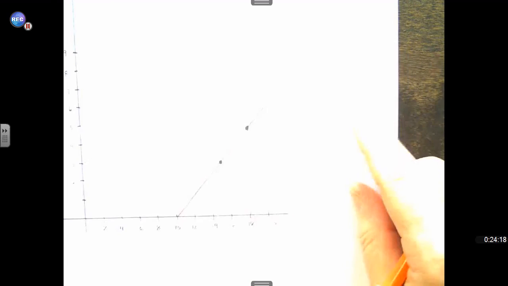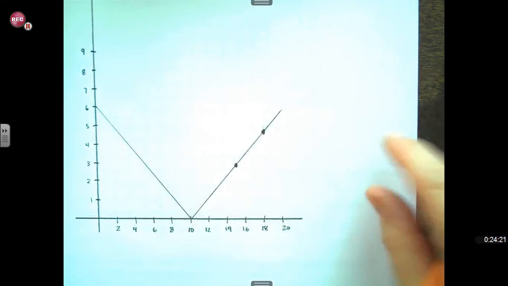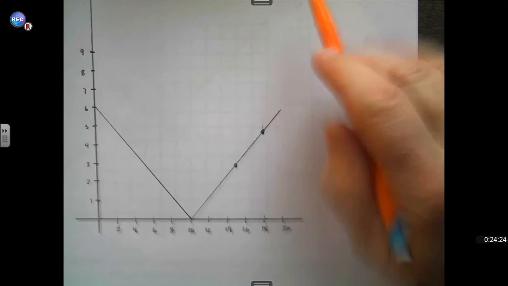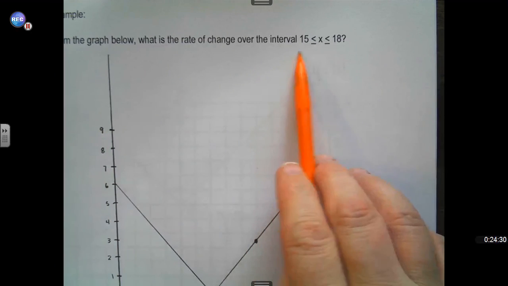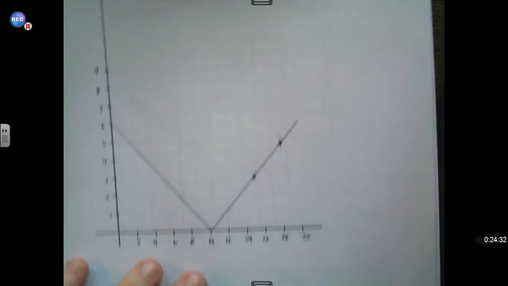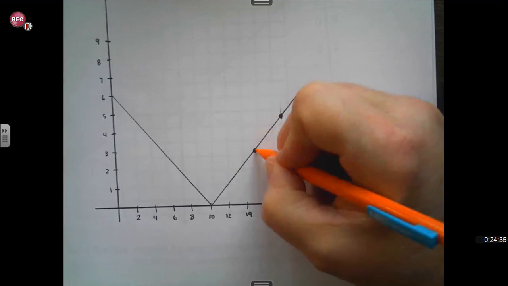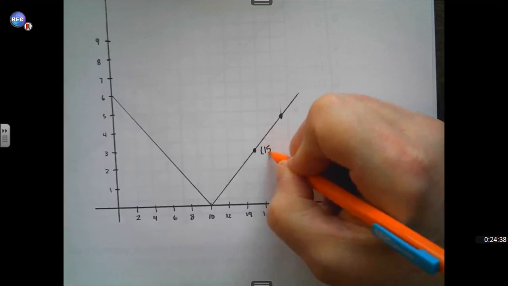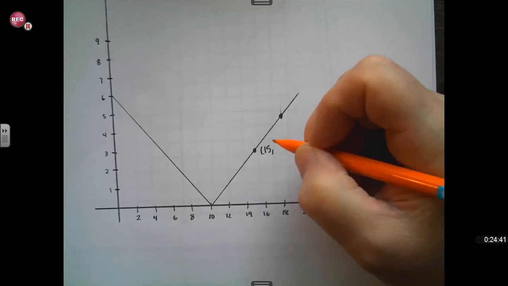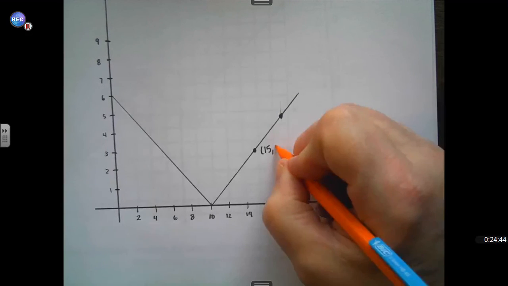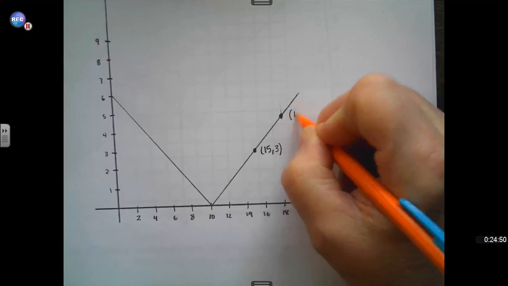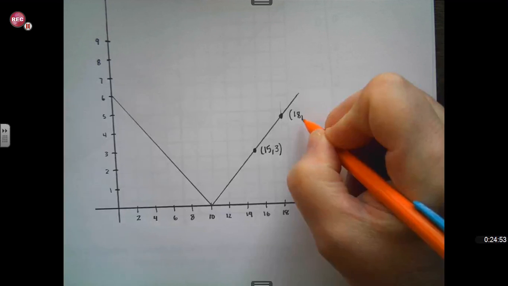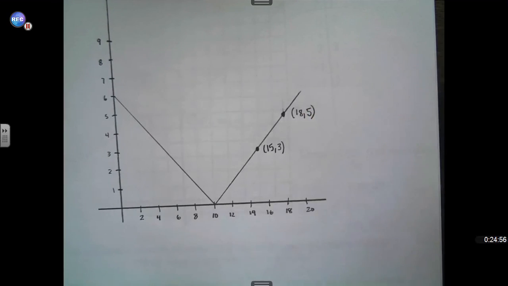So my last example here: how do we find the rate of change over the interval? From the graph below, what is the rate of change over the interval from 15 to 18? And I have those points marked. This is at (15, 3) and this is at (18, 5).